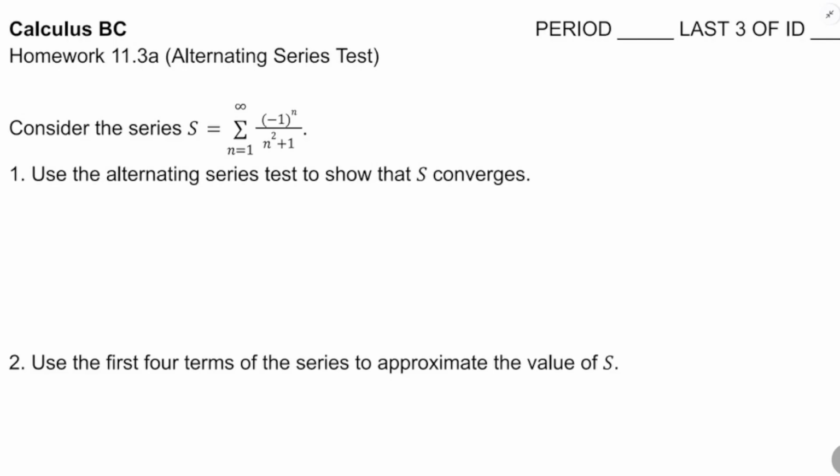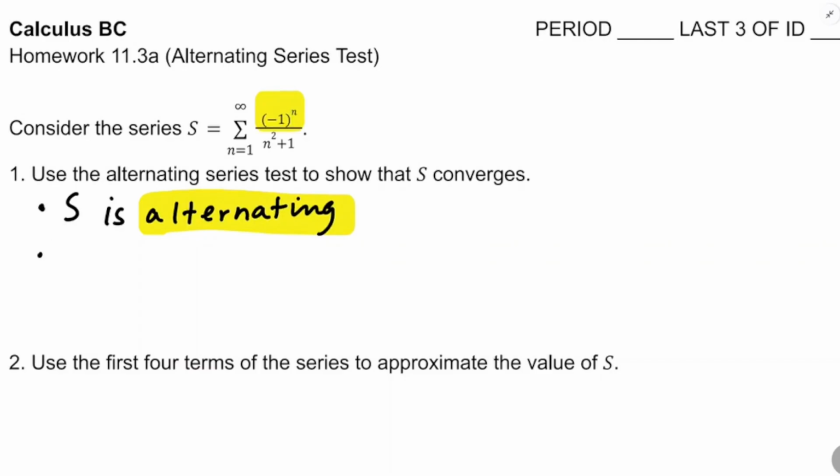Okay, so I'm going to say, first S is alternating. And because it's the first problem, I'd say I know that because of that (-1)^n. The second thing is that the magnitude of the terms is decreasing, so you're going to have to take the absolute value of (-1)^n over n squared plus 1, and that is decreasing, because the bigger n gets, the bigger the denominator gets. The numerator stays either 1 or -1, but then we take the absolute value of it.